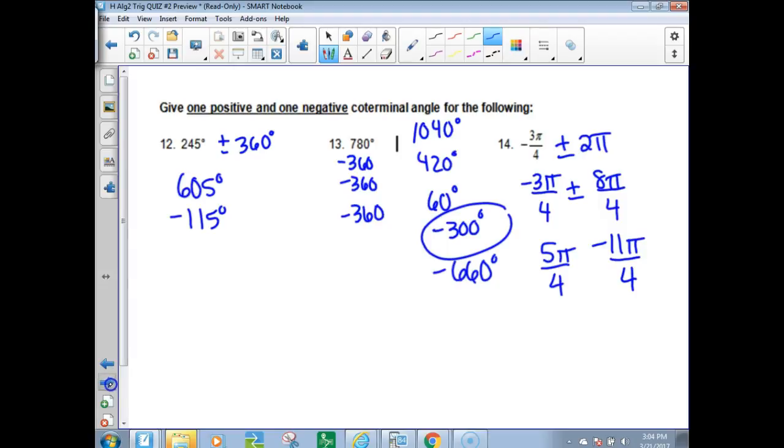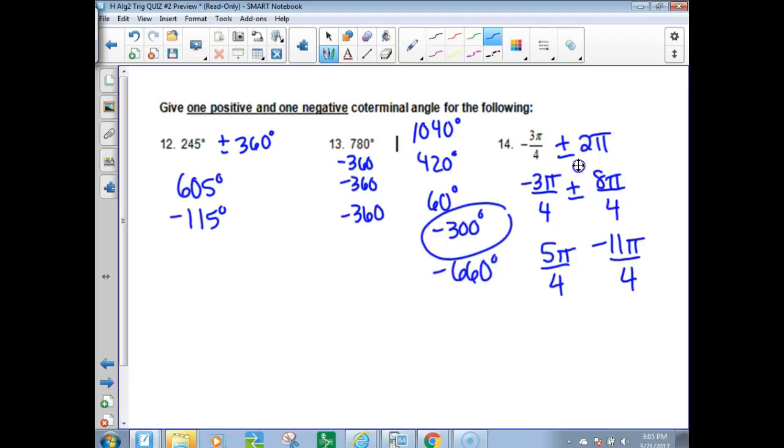You could have converted to degrees and done it. Did anybody do that? I'm sure somebody did. Yeah. And then you'd have to add or subtract 360 and then convert it back. Your answer has to be in radians. Yep. You need to get used to this, though. You really do.